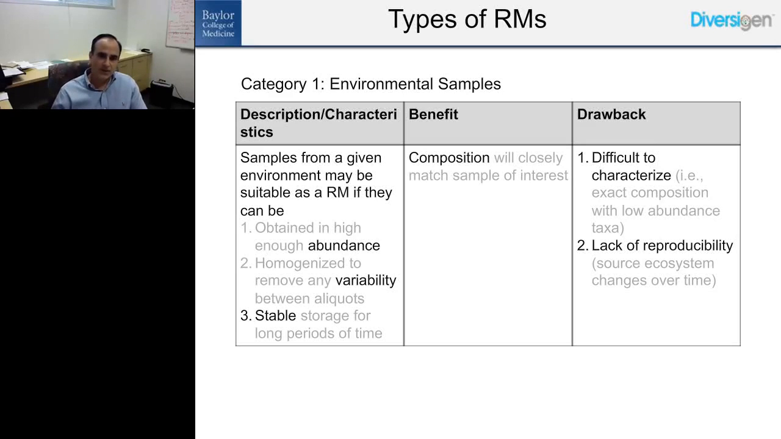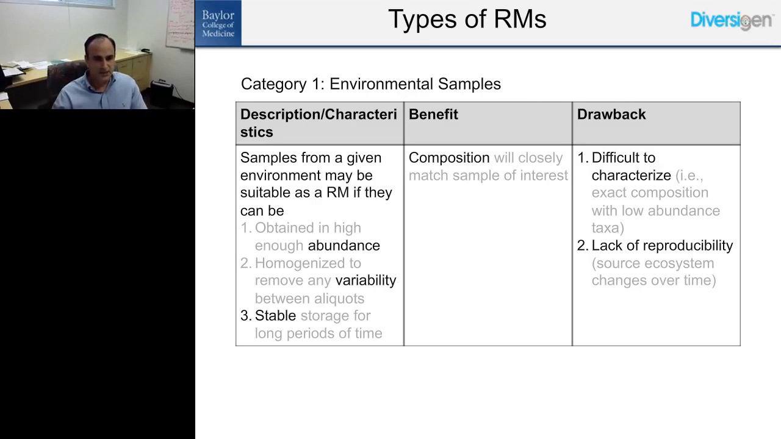So we break the type of reference materials we use in metagenomic sequencing down into 3 categories. I'm going to describe each. The first category would be environmental samples. So that is a sample from a given environment that you use as a reference material. If you have a sample source that you're testing, you may take an aliquot of that and use that as your reference. So the key there is that we obtain something in high enough abundance to carry us through the study, keeping in mind that some of these studies may last over a year for prospective studies.